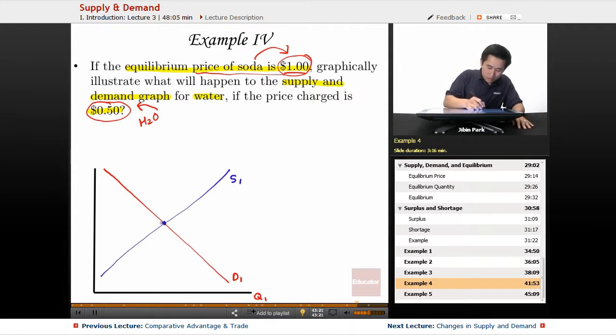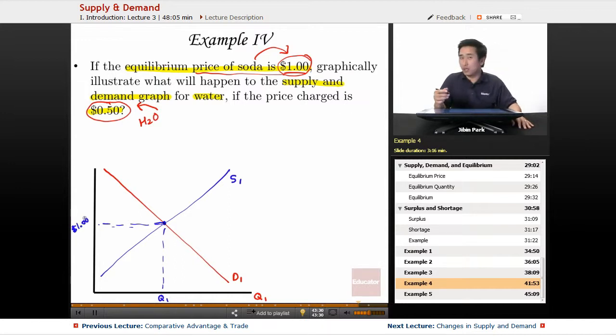S1 here, and let's say this is Q1, and then let's label this $1. Let's say the equilibrium price for both soda and water is $1. So what happens here if you charge 50 cents?